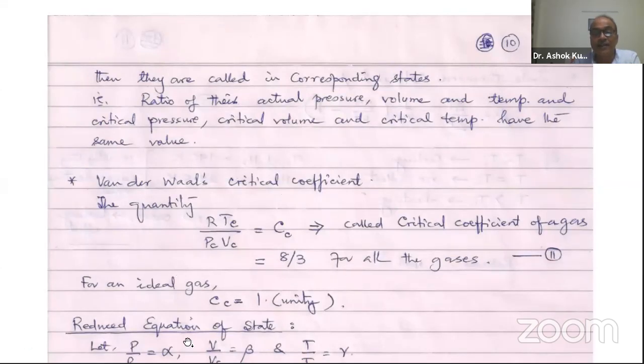For an ideal gas, the Cc is 1. That means it should be, because PV is equal to RT simply, so everything cancels out and we have 1. But it is not so for real gases. It is 8 by 3. So there is a great deviation. You see, in place of 1, we have 8 by 3, so it is more than double, right? So this is the relation.